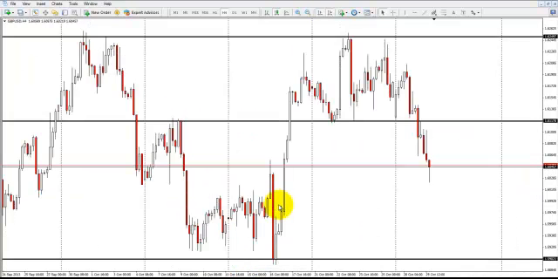This is the pound dollar, and I'm just going to show you another pattern, a double top situation. Now this is a bigger double top. We have this as a top and this as a top again. So there's a bigger, more M-shaped formation.